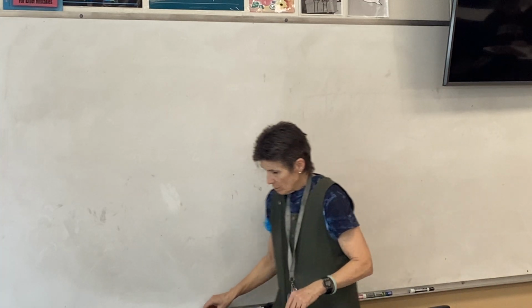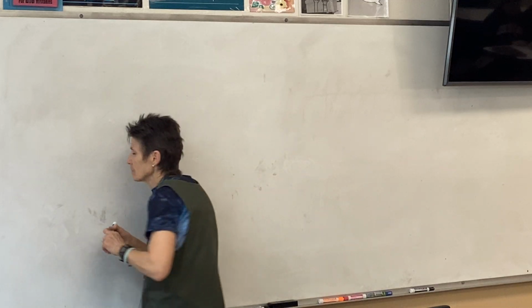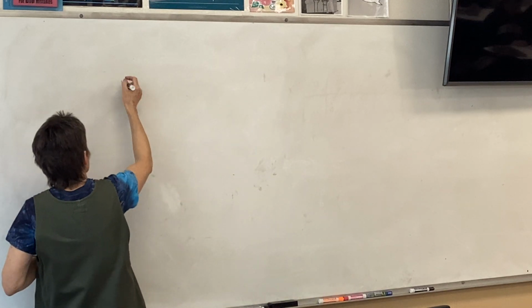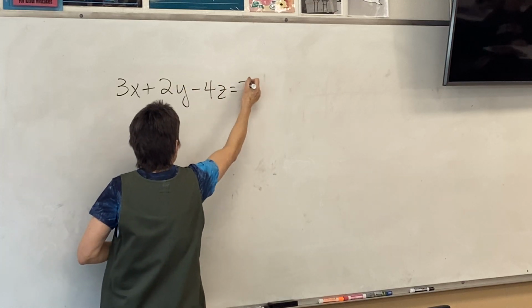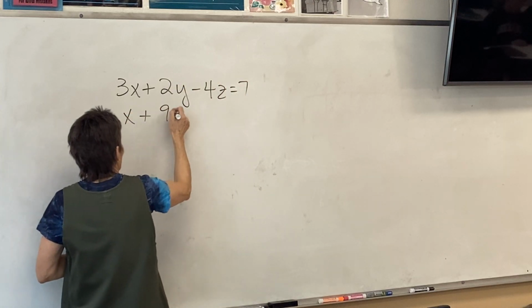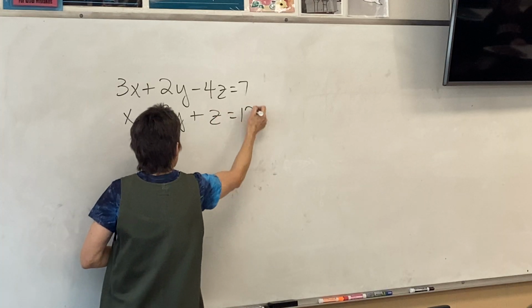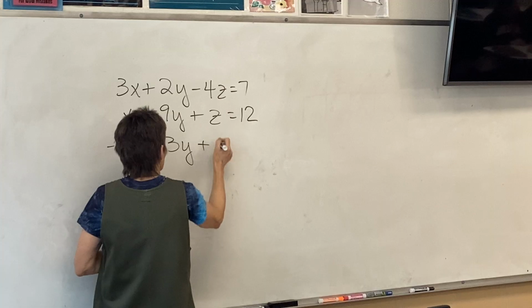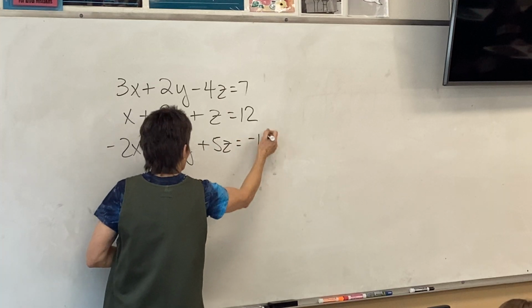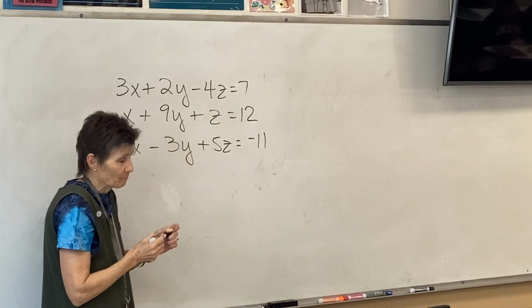Okay? So here is the one thing that I want to do. I want to make sure that you can handle, and I'm just going to totally make this up. So 3x plus 2y minus 4z equals 7. X plus 9y plus z equals 12. Negative 2x minus 3y plus 5z equals negative 11. All right, totally made up.